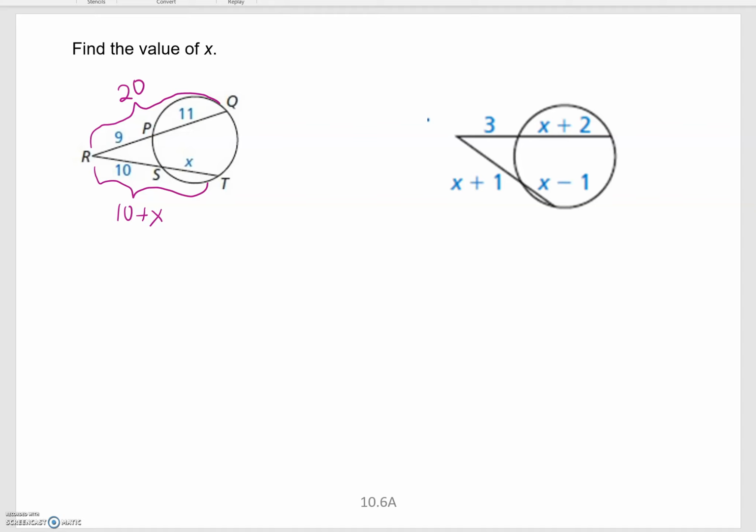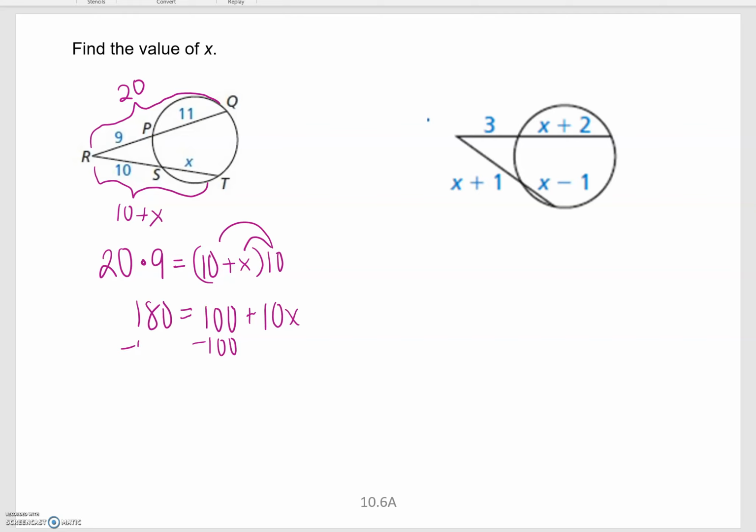So for this first one, we're going to do the entire segment on top times that exterior piece, which is 9, equals the entire segment on the bottom times the exterior piece, which is 10. Now I'm going to distribute that 10, and simplify. 20 times 9 gets me 180 equals 100 plus 10x. I'm going to subtract my 100 over, so I get 80 equals 10x. And when I divide by 10, I get that x equals 8.